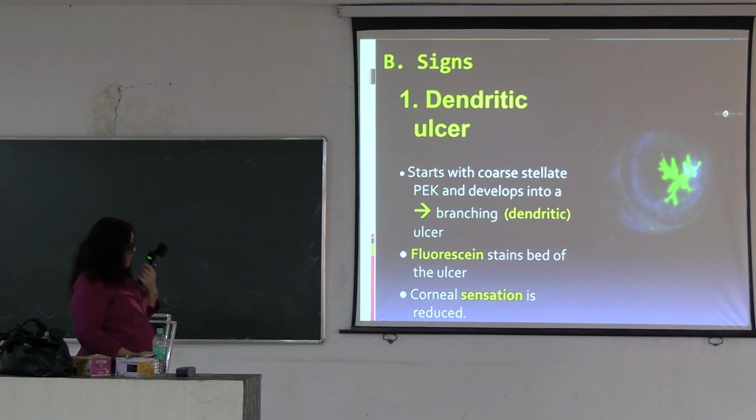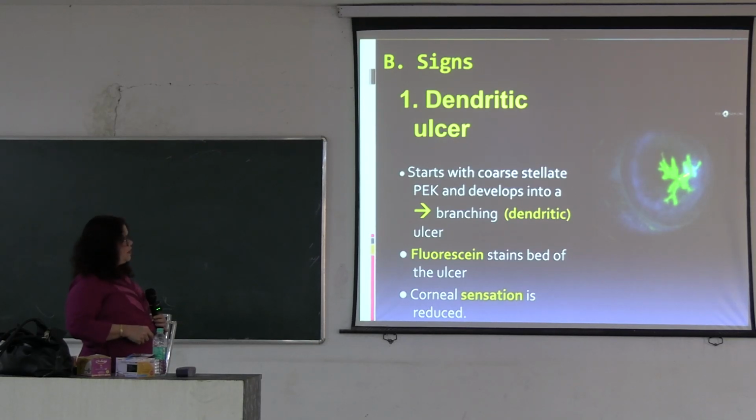Then signs. Recurrent herpetic corneal ulcer may be of 2 types, dendritic form and disciform. This is the dendritic ulcer, this pattern is called dendritic, and it is stained by fluorescein dye, greenish in color. It starts as superficial punctate epithelial keratitis, PEK. And these punctate epithelial lesions join each other and form a dendritic structure.